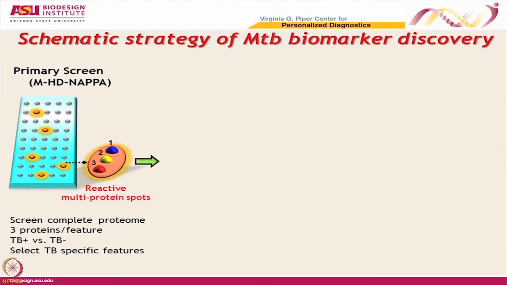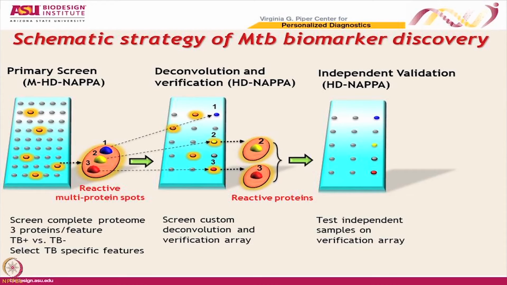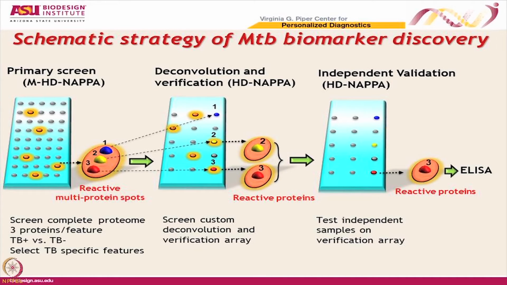And then we screened that with TB sera and positive disease and healthier individual disease, compared that. When we got a hit, we took that hit and we divided it into 3 individual spots in that secondary verification and deconvolution array. We did this separate array, and then from that we got individual proteins that were positive, and then we did a 3rd level of validation by testing different samples on a verification array, and then finally we took those individual spots to ELISA. So once again, a multi-tiered set of experiments to make sure that whatever hits we observe really makes sense.